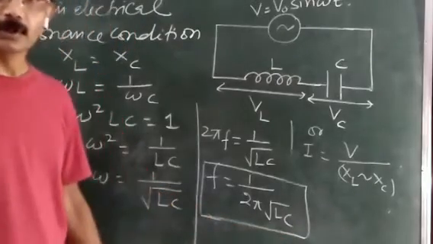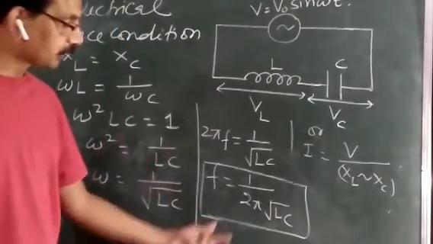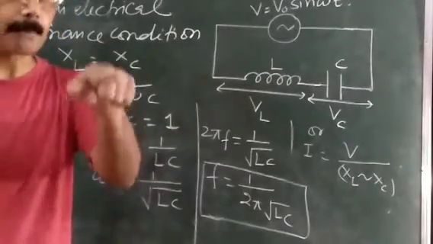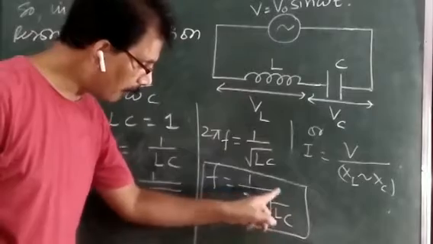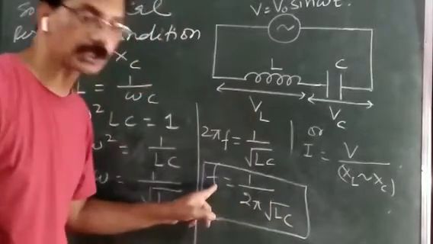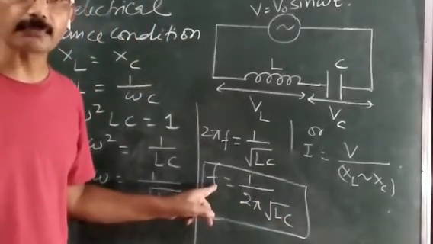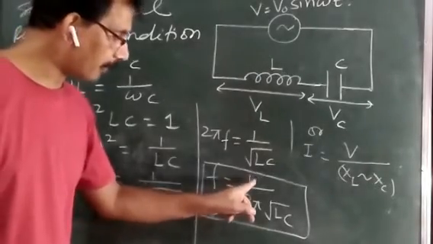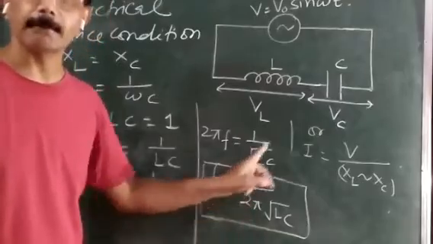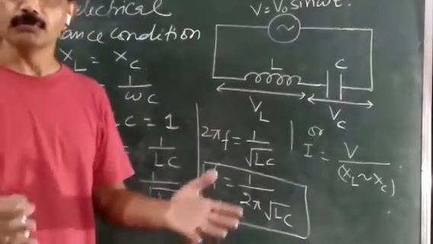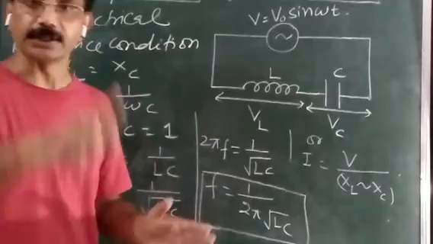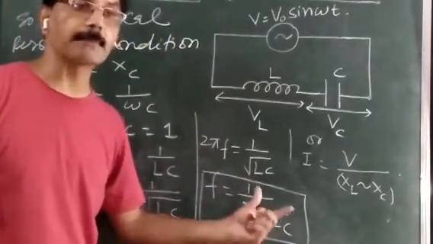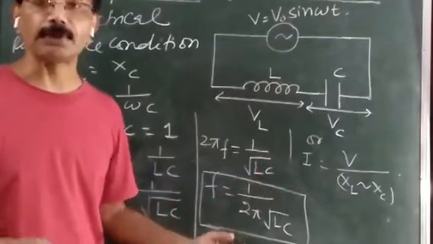Now if anybody asks you, since 2 pi is the constant, what is the dimension of 1 upon root LC, so the dimension of 1 upon root LC is same as the dimension of frequency, and the dimension of frequency is T to the power minus 1. It means the dimension of 1 upon root LC is T to the power minus 1. If anybody asks you what is the dimension of root LC, so the dimension of root LC is 1 upon f, and 1 upon f means time period, and its dimension is what here?